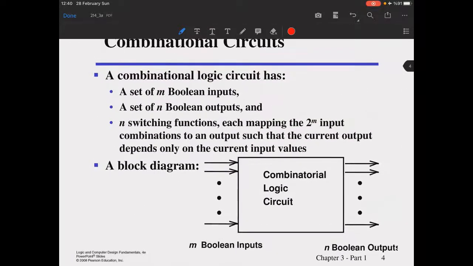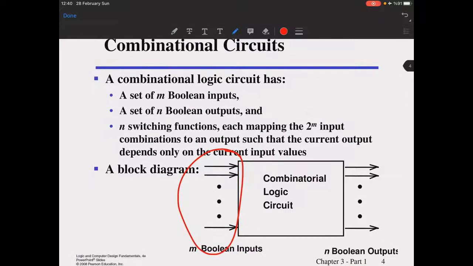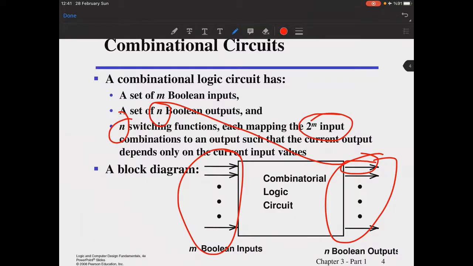And we should keep in mind that the combinational circuit has a set of m Boolean inputs and has n Boolean outputs. It matches them with n switching functions, because you need a switching function for each of the outputs, and we can have 2 to the power m input combinations here. Each of them should be matched with an output. This is what we call a combinational logic, basically.